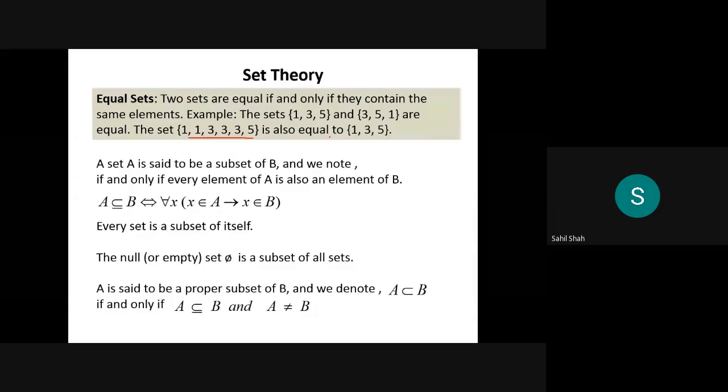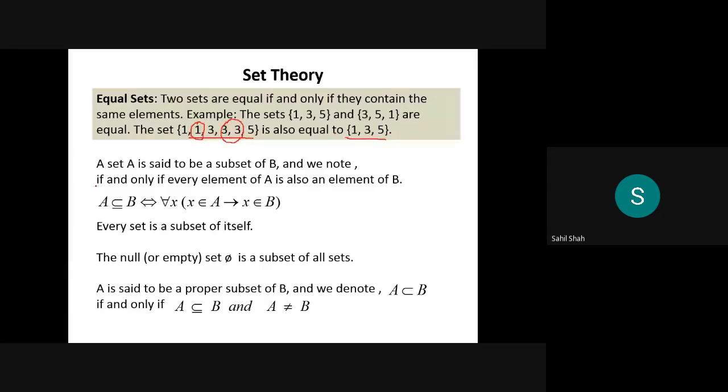Okay, the second example. As I said, a set is a collection of unordered distinct elements. If you observe that in this set we have repetition, 1, 1, 3, 3, 3 and 5, this is equivalent to 1, 3, 5. Why? Because repetition is not allowed in the definition of a set. So it will have only three elements, 1, 3 and 5, without repetition. So these both sets are also equal.